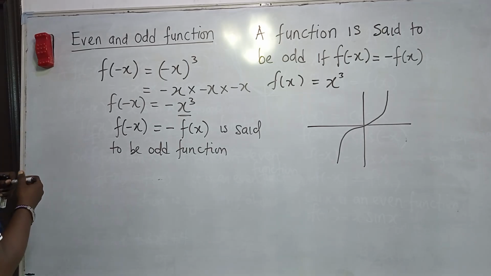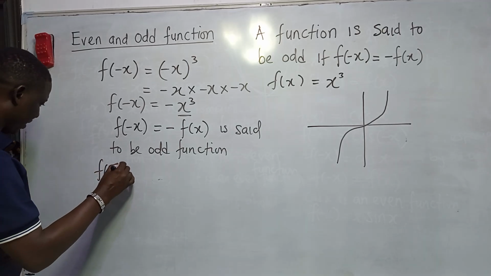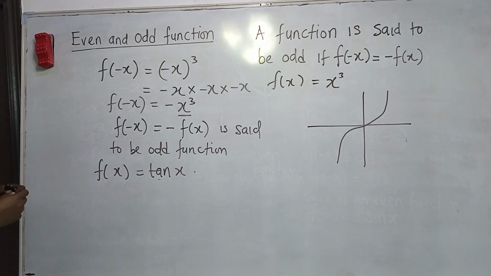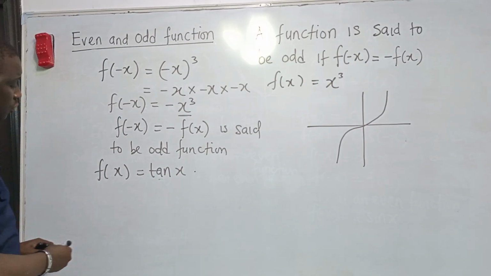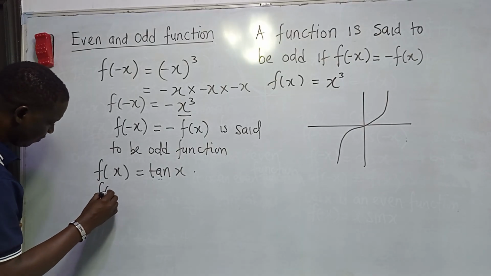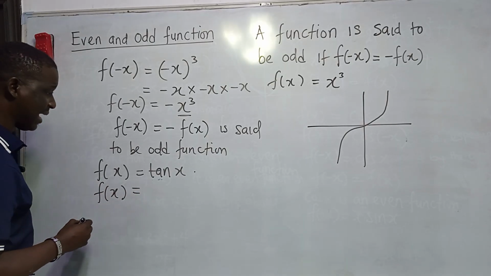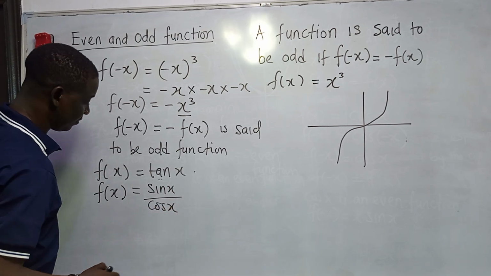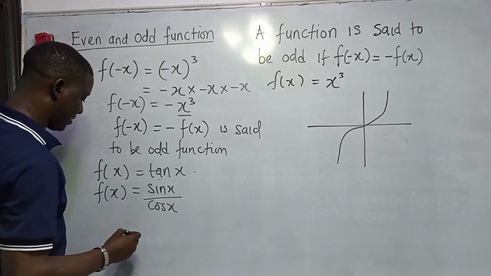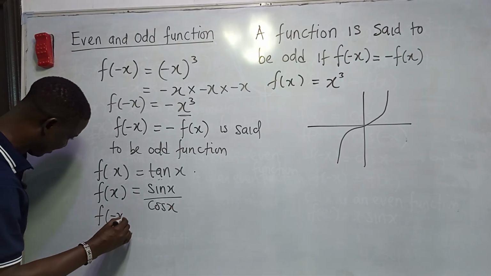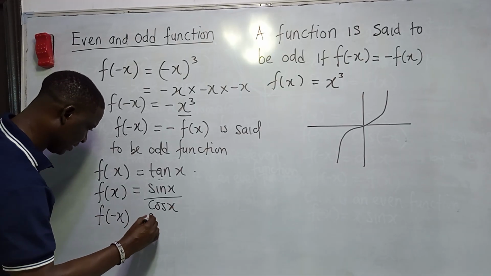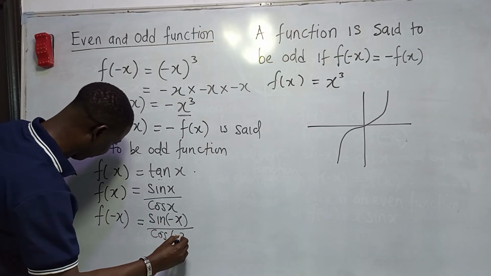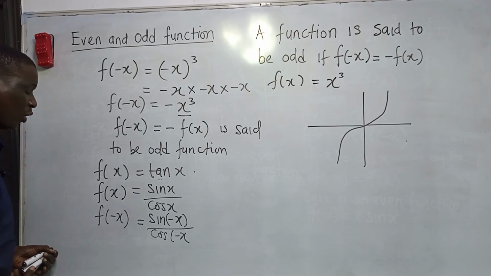Now let's take another example. Let's say f of x equal to tan x. Tan x, which is the same thing as sine x over cos x. Now if you test by using f of minus x, what I would have now is sine of minus x divided by cos of minus x. So what do we have?